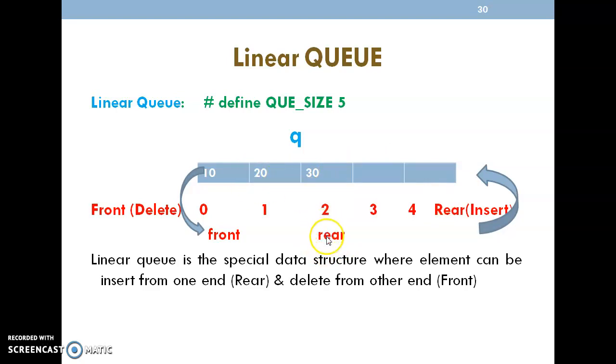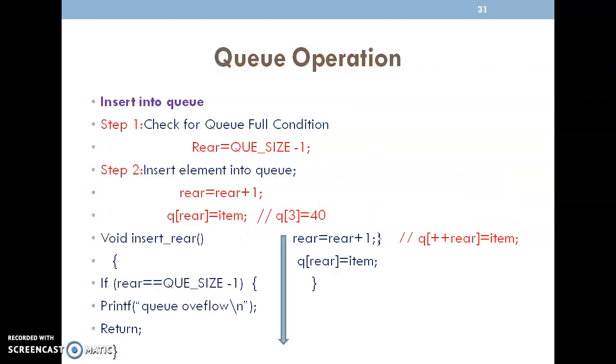What is the position of rear now? The position of rear is 2. Here 30 is stored, so q of rear equals 30. It means that 30 is stored in q at location 2, from the rear end. The front end is required for deleting an element. So the first operation is inserting an element into the queue.